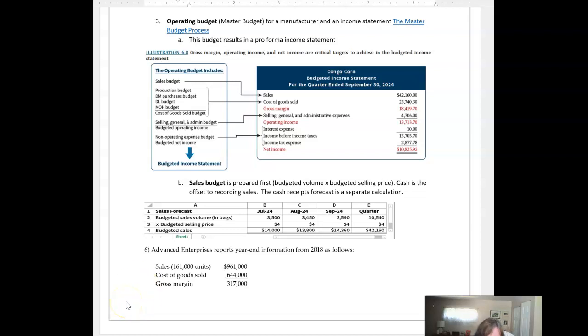Okay, so we're going to talk about operating budgets now, and I'm going to follow right along with the book with our class notes. So you should be able to use that to take notes and write whatever you like.